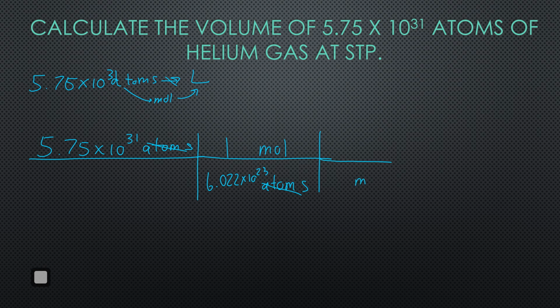I'm going from moles, now on the bottom, to liters. How many moles? 1, 22.4. All right. So I'm going to multiply 5.75 times 10 to the 31st times 22.4, and then divide it by 6.02 times 10 to the 23rd. Please, please, please, as I always say, if you're dividing with scientific notation, put that in parentheses. Okay?